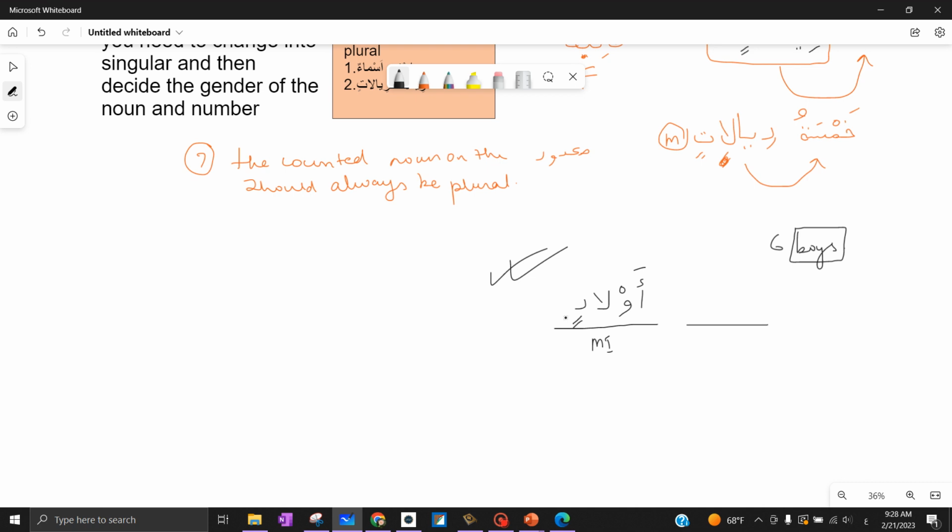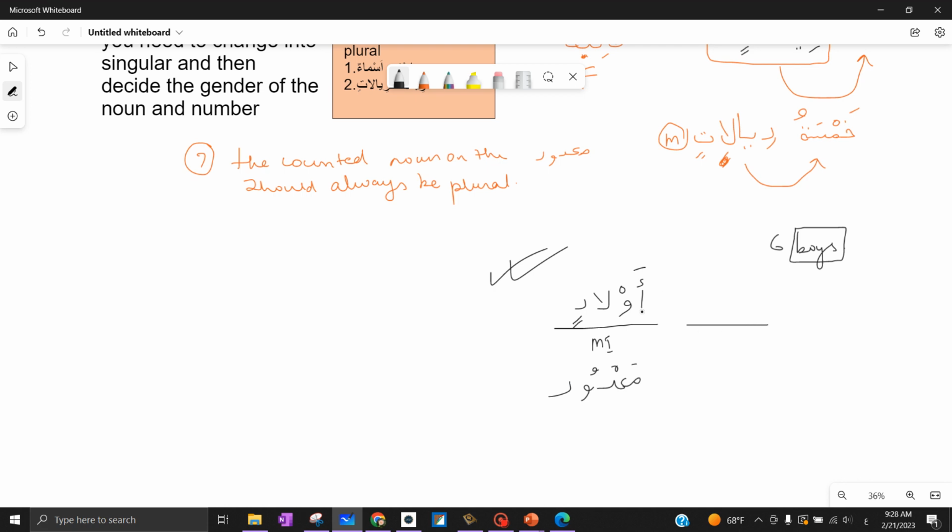This is the simple trick you should apply when doing the numbers. First write the counted noun. Decide what the counted noun is. And remember, from 3 to 10 is the mudaf and mudaf ilayhi structure, and the counted noun is always plural. So first write the ma'dud, decide the ma'dud, and then leave a dash for the number.